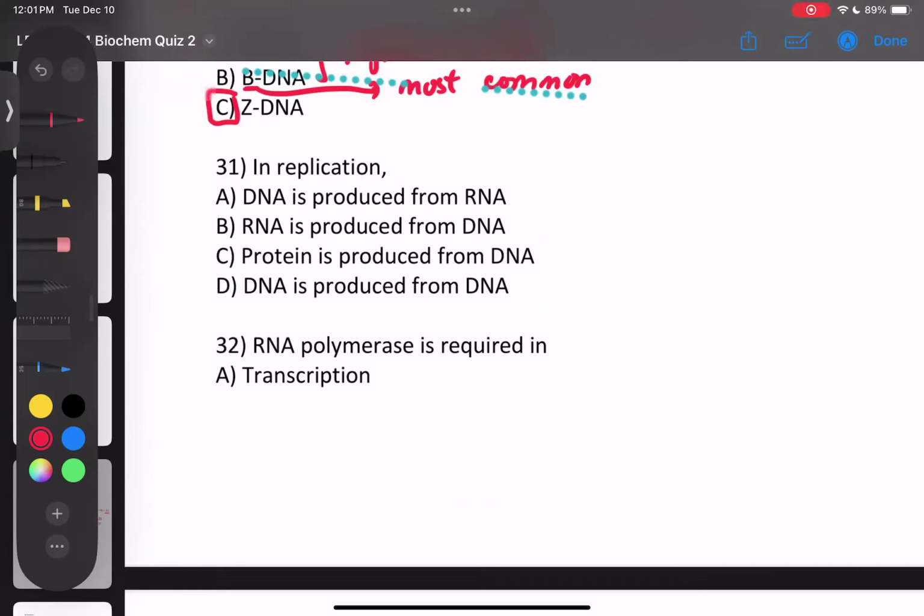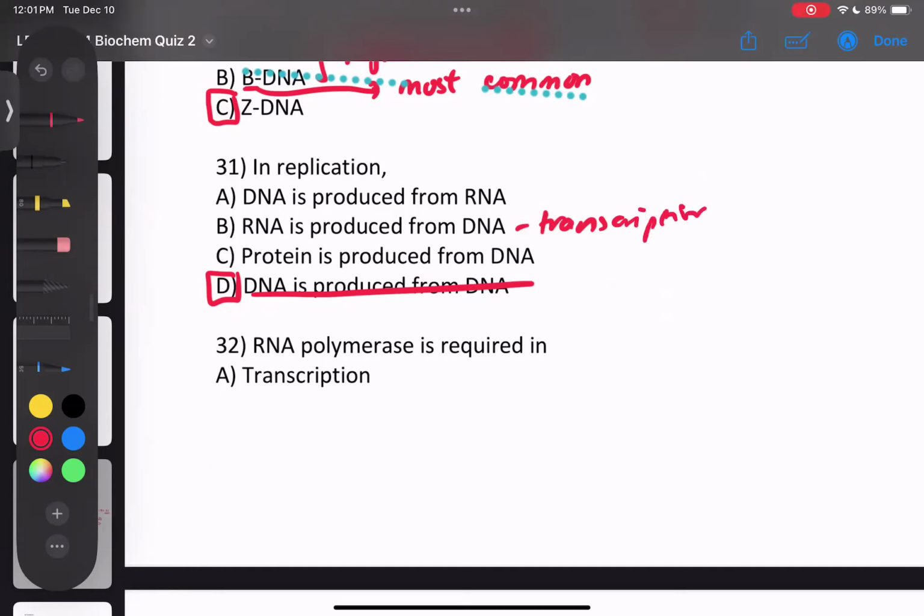Oh, central dogma. In replication, I just said that earlier, you want to make more DNA copies. More, meaning you start from DNA, you end with DNA. And if I want to make RNA from DNA, that's the transcription word.